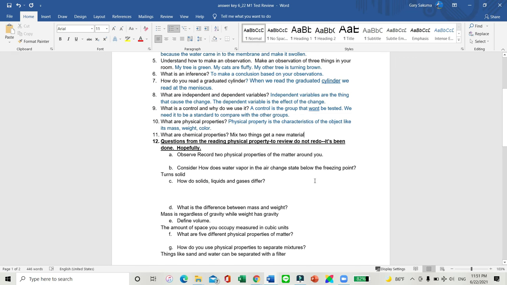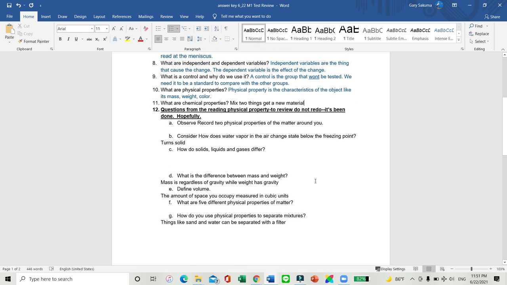Difference between mass and weight. Mass is regardless of gravity. So if you're 100 grams on Earth, your mass would still be 100 grams of matter, but your weight would be different on the moon because weight is a function of gravity. It is your mass times gravity. Volume is the amount of space you occupy, normally measured in cubic units.